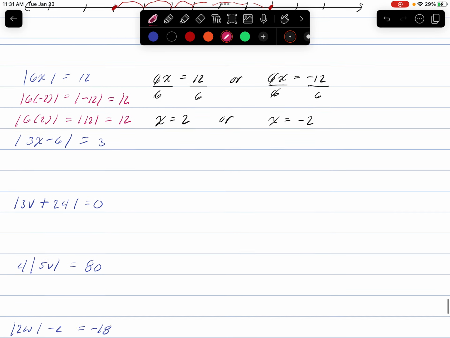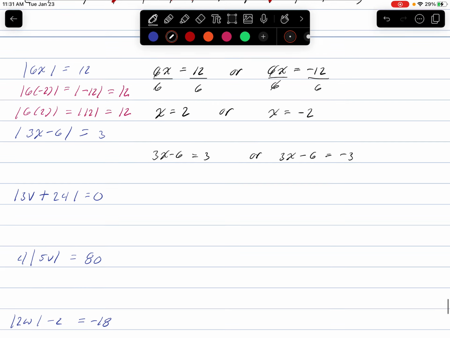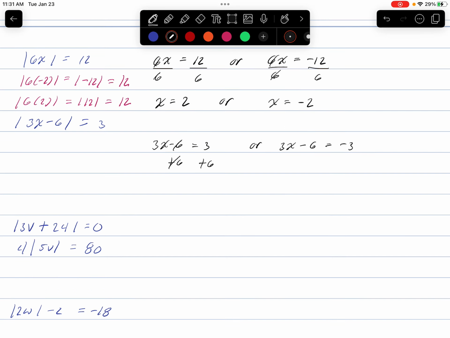All right, so let's look at this one. Here we have the absolute value of 3x minus 6 is equal to 3. So here we need to consider 3x minus 6 is equal to 3, or 3x minus 6 is equal to negative 3. Okay, so we can add 6 to both sides here. If we add 6 to both sides, we'll have 3x is equal to 9.